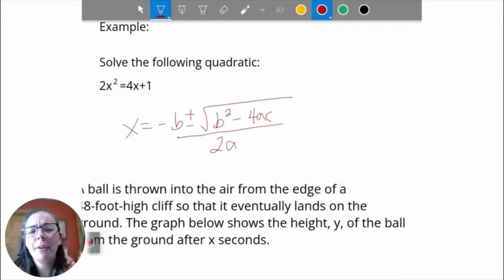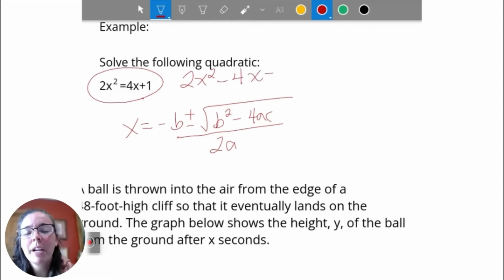In order to figure out, well, what is my a, b, and c, I need this to be in standard form. So I'm going to move everything over to the left. 2x squared minus 4x minus 1 equals 0. It needs to be equal to 0. That's key to find those solutions or those roots. So my a value is 2, b is -4, c is -1.